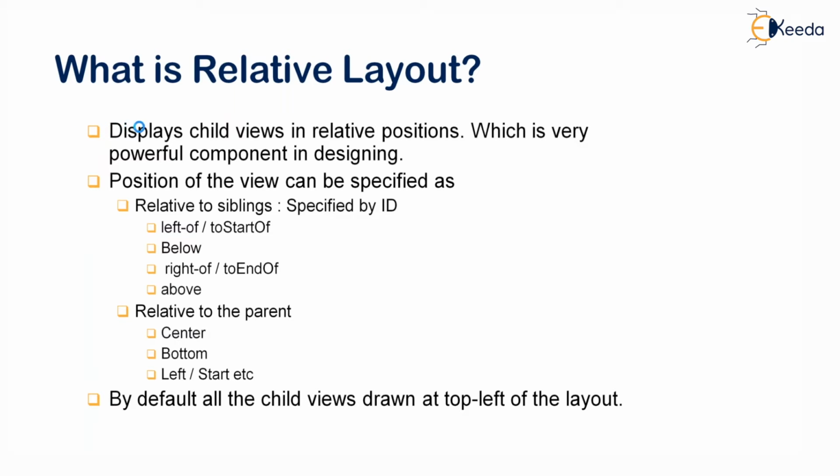A relative layout is a view group which displays child views relative to positions, which is a very powerful component in Android for designing the layout compared to any other. Here we position the views with respect to the siblings and parent. When we are representing the siblings, we go with an identifier and ID. When relative to the parent, it depends upon the alignment of that particular view in the parent layout. By default, in relative layout, all the children will be drawn at the top left corner of the layout.